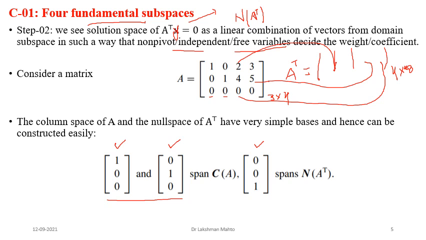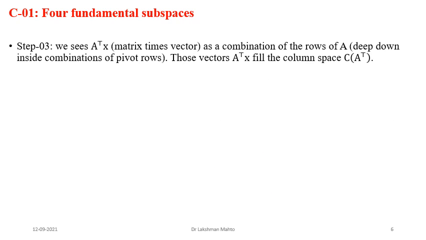You can easily also observe this, and I will talk about it in the fundamental theorem. You can observe something more than that. So these are the column space and null space of A transpose. Linear combinations of these two form the column space of A. Linear combinations of this vector form the null space of A transpose. We will go on to see two more fundamental subspaces. The third one is the row space.